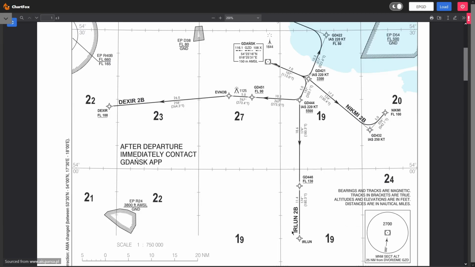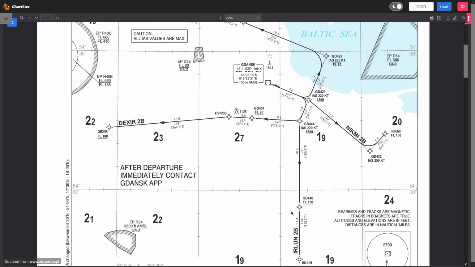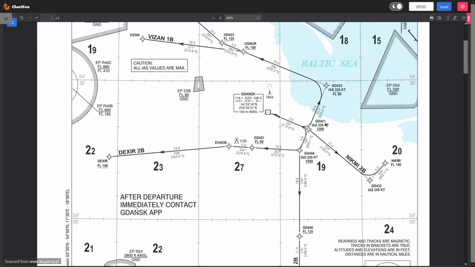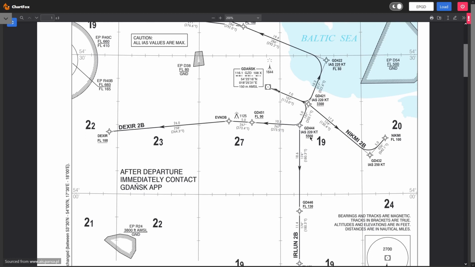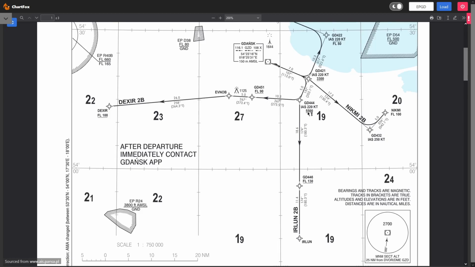This is our departure Ireland 2 Bravo, and we have a transition via point Ireland. To get over there, we'll have to fly via Golf Delta 421, and the maximum speed here is 220 knots and altitude of 3,300 feet. Here we have Golf Delta 444 and airspeed 220 as well, and altitude 5,500 feet. Here we go to Golf Delta 446, flight level 130.